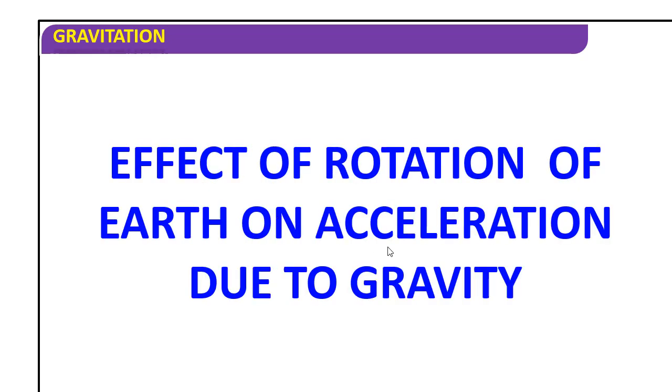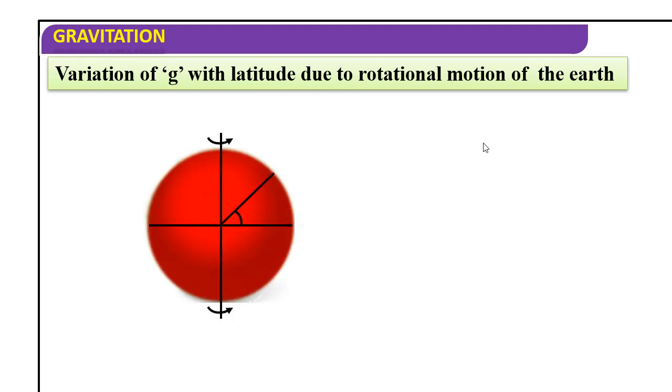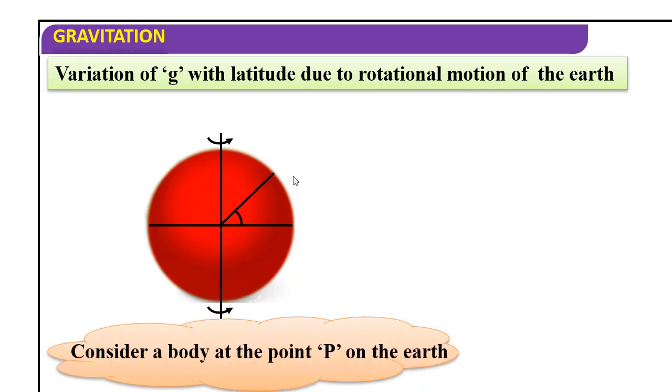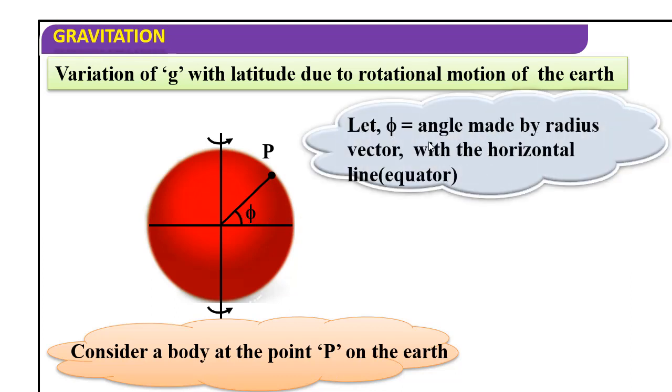Effect of rotation of earth on acceleration due to gravity. Variation of g with latitude due to rotational motion of the earth. See, this is the rotational axis. Consider a body at the point P here, and the angle is phi. Let phi be the angle made by the radius vector with the horizontal line, meaning the equator. This is the equator.